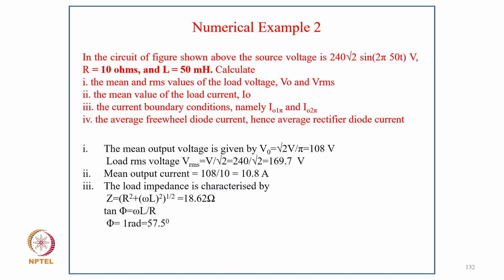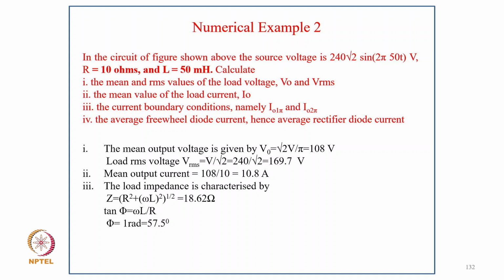Now numerical example 2. In the circuit figure shown, the source is 240 root 2 sin 2 pi 50 t, R equal to 10 ohm, L equal to 50, and we calculate the mean and RMS value of load voltage, V0 and VRMS, the mean value of load current, and the current boundary conditions, namely I01 and I20, the average prevailing diode current, hence the diode current.